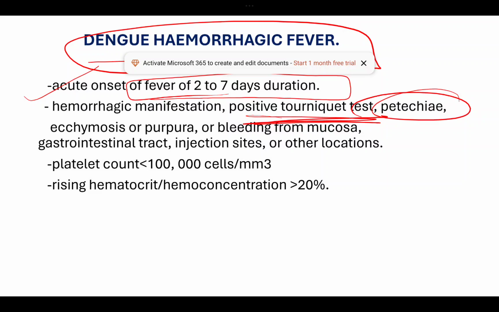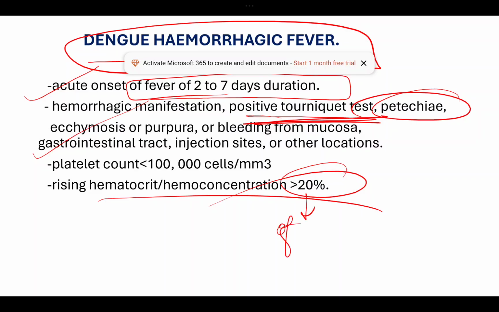Injection, so the bleeding can occur from the injection site, bleeding can occur from the gastrointestinal tract, and various other locations. And the rising hematocrit value, hemoconcentration is seen more than 20% of baseline. Okay, from the baseline values there will be an increase by 20%. Or it shows the evidence of plasma leakage such as pleural effusion, ascites, hypoproteinemia, albuminemia, etc. And also we'll see that the platelet count is reduced by 1 lakh.